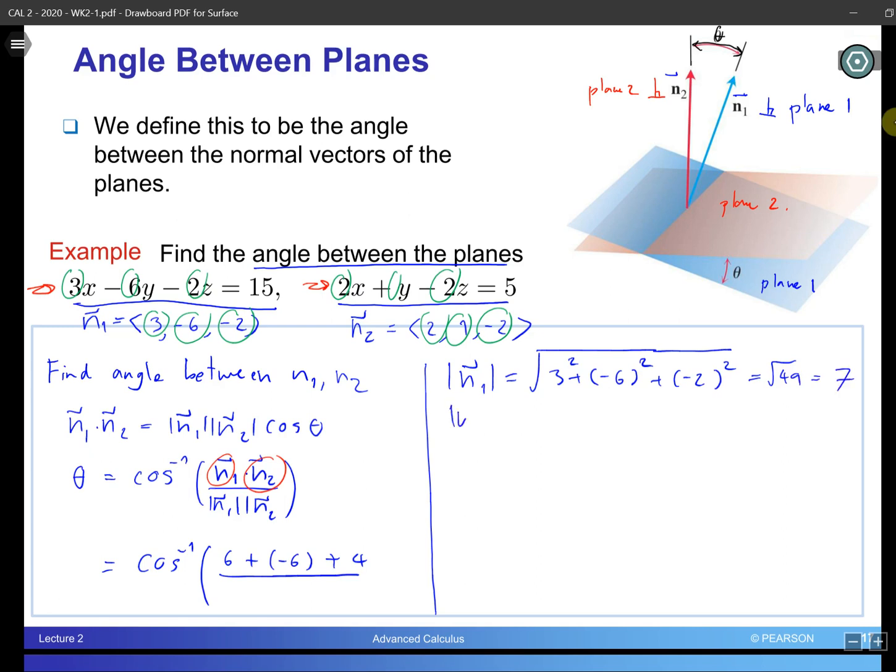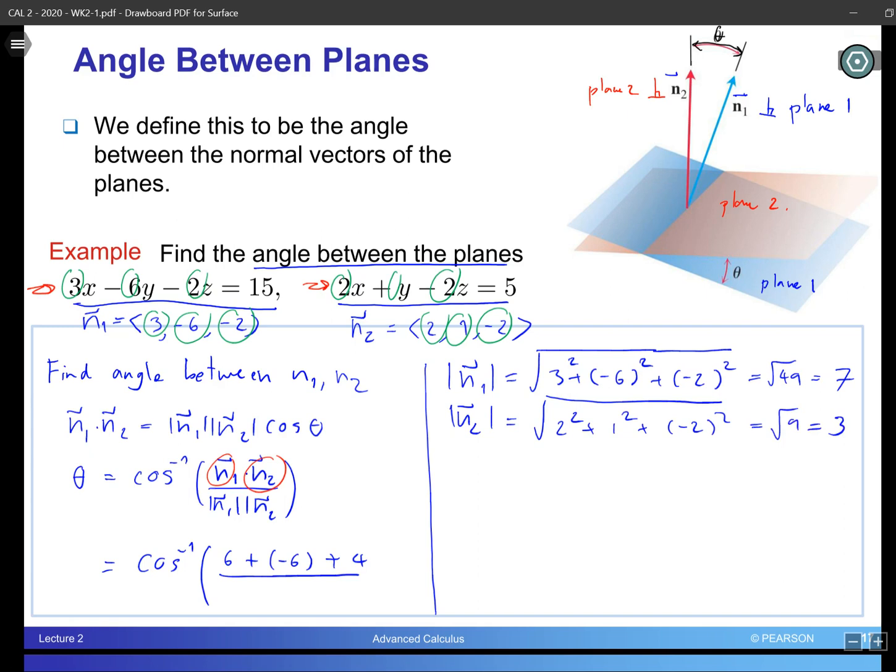Now, absolute value of n2: square root of each component squared. 2 squared plus 1 squared plus minus 2 squared. So we have 4, 1 and 4, that is 9, square root of 9. Good number again. So we have 3.